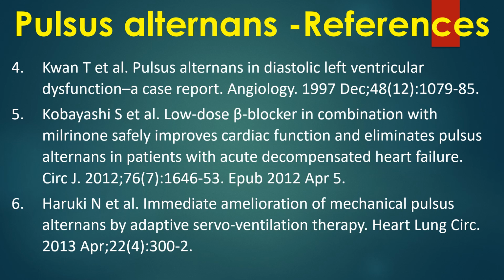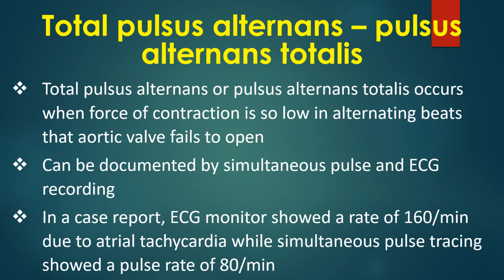Second set of references for pulsus alternans. Total pulsus alternans, or pulsus alternans totalis, occurs when the force of contraction is so low in alternating beats that the aortic valve fails to open. It can be documented by simultaneous pulse and ECG recording.